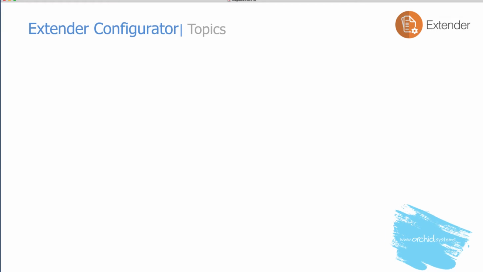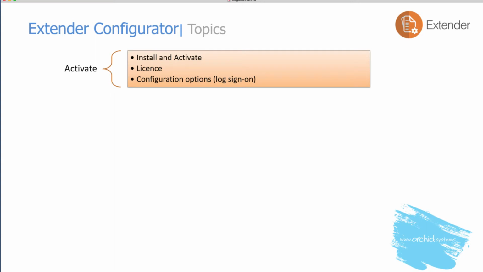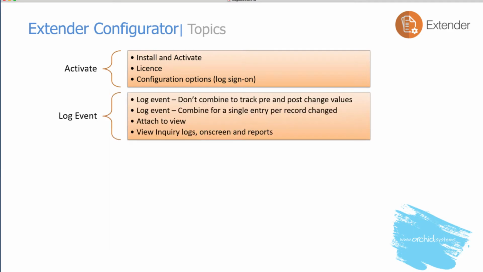So in this particular training video on Extender Configurator, we will look at activating Extender, checking the license and looking at the configuration options. We will then go through the detailed steps to set up a log event where you can combine all the changes so that you have only one single entry in the log per record changed, or if you don't combine the changes, you will have one record for each field that has changed on the Sage 300 view, and therefore you can track the original value and the after change value.